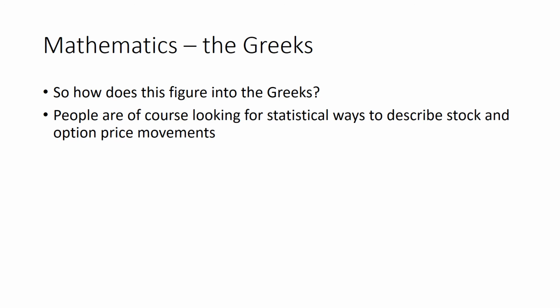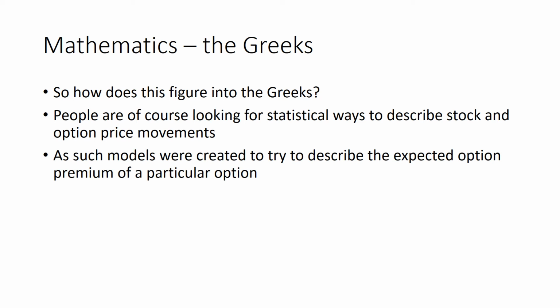So now let's bring this back to look at some mathematics, and how the implied volatility figures into the Greeks. People are of course always looking for statistical ways to describe stock and option price movements. Such models were created to try to describe the expected option premium of a particular option.